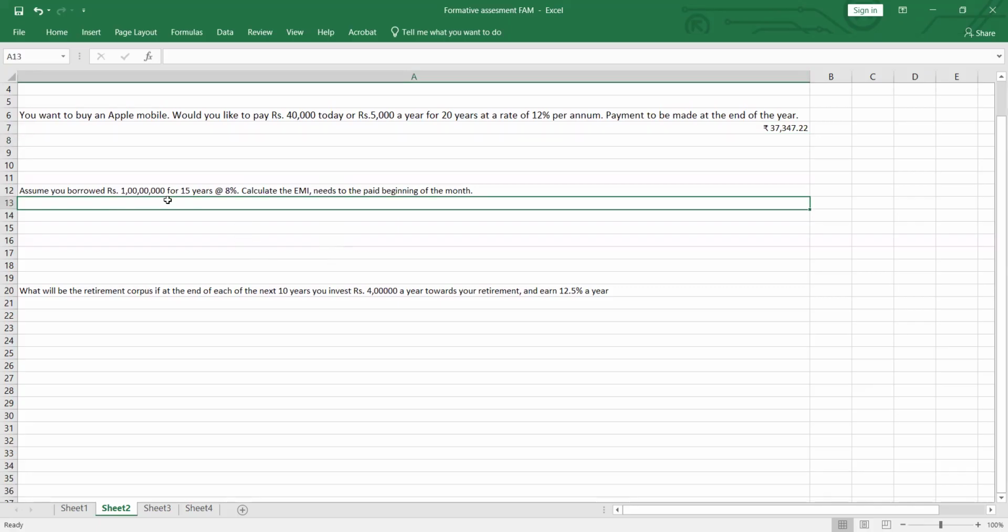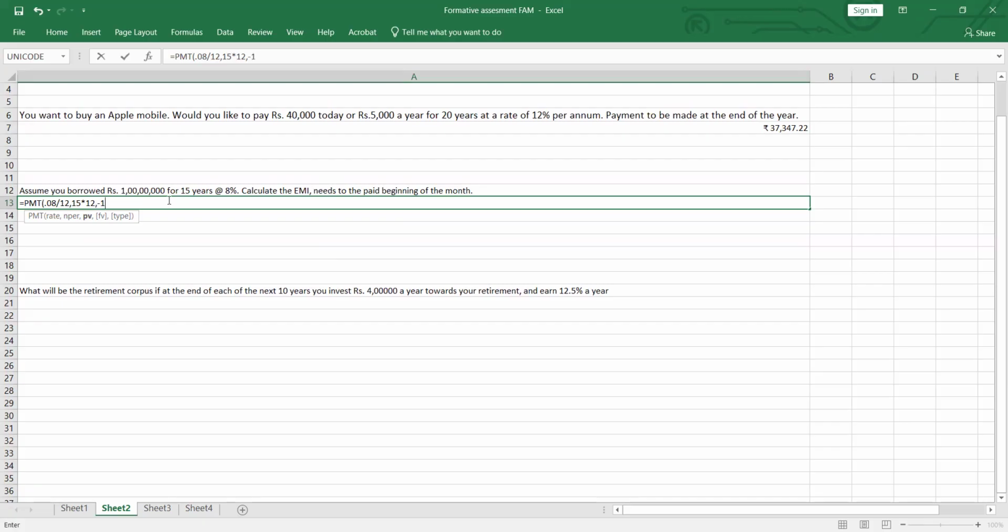Next, we calculate the PMT EMI. First we put the PMT formula, then the rate is 0.08. Then we calculate monthly, so I divide by 12. Then the period is 15 years, so I multiply by 12 because we calculate the monthly payment. Then I put the minus sign because this is my expense.